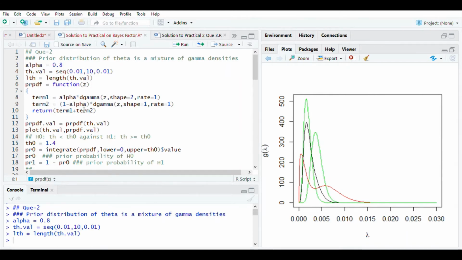Then the second term was 1 minus alpha times e raised to minus theta. Now either you can write it as a gamma PDF with shape and rate both 1, or you can write it as an exponential PDF with mean 1, with parameter 1. So either way it will be correct. So term 1 is this and term 2 is this. Then the prior PDF is simply the addition of these two terms.